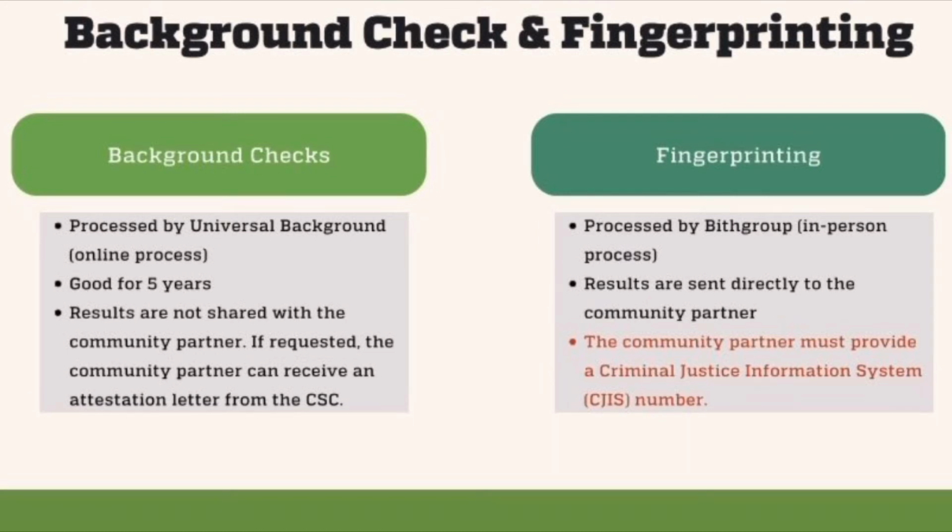There are 2 methods we use for criminal screening: background checks and fingerprinting. Background checks. The CSC uses the approved JHU vendor Universal Background to process background checks. This is an online process. Members will receive an email from the vendor to complete the background check. The background check is good for 5 years, and results are not shared with the community partner. If requested, an attestation letter from the CSC can be provided to the community partner.